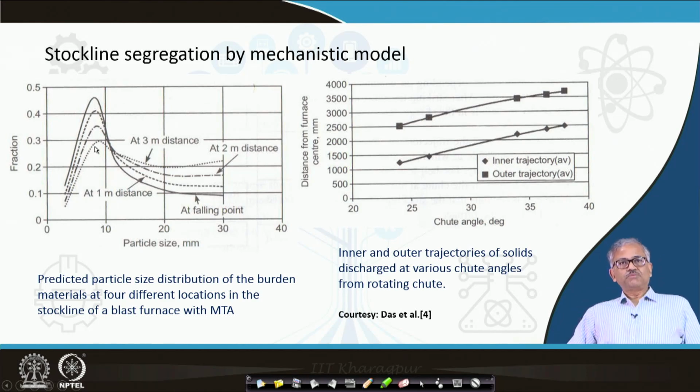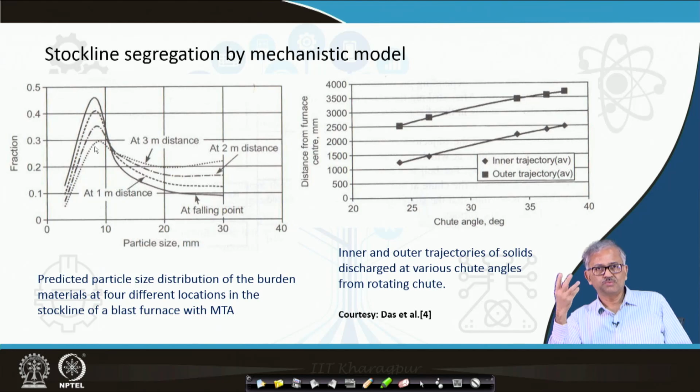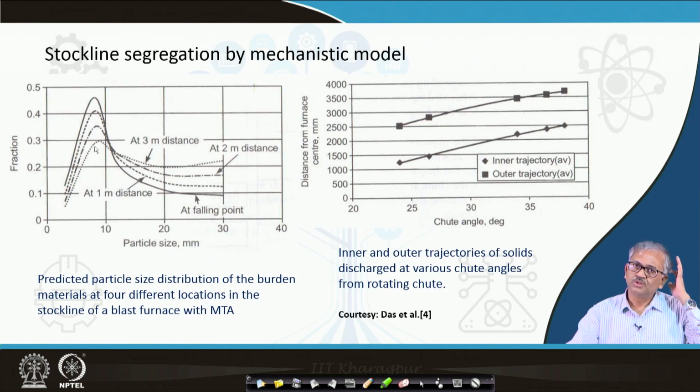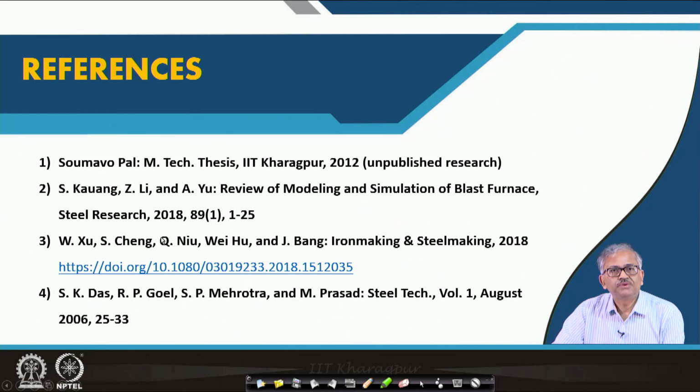So this type of size segregation you can also predict based on this mechanistic model, that is, if you make a force balance on the particle during its flight in the air, and also in the rotating chute, considering all the available forces acting on it, then finally where the particle will fall and the segregation, all these things are possible to calculate. Some references we have considered; these are all the references.